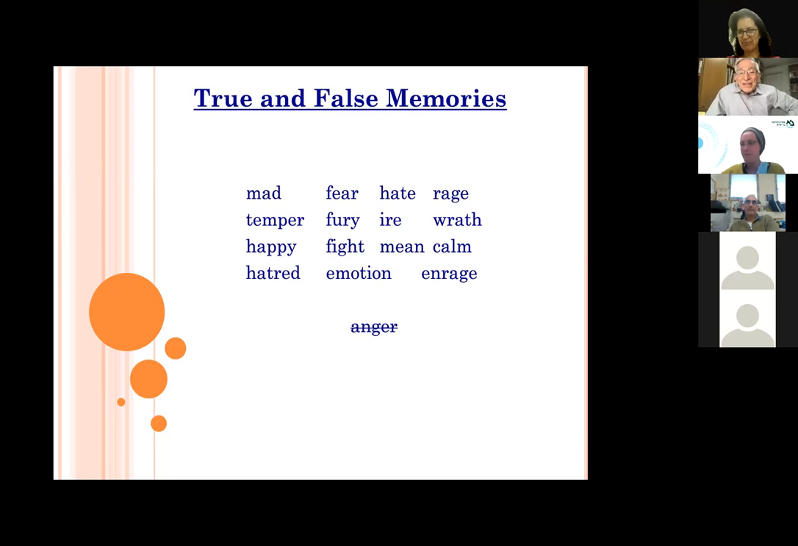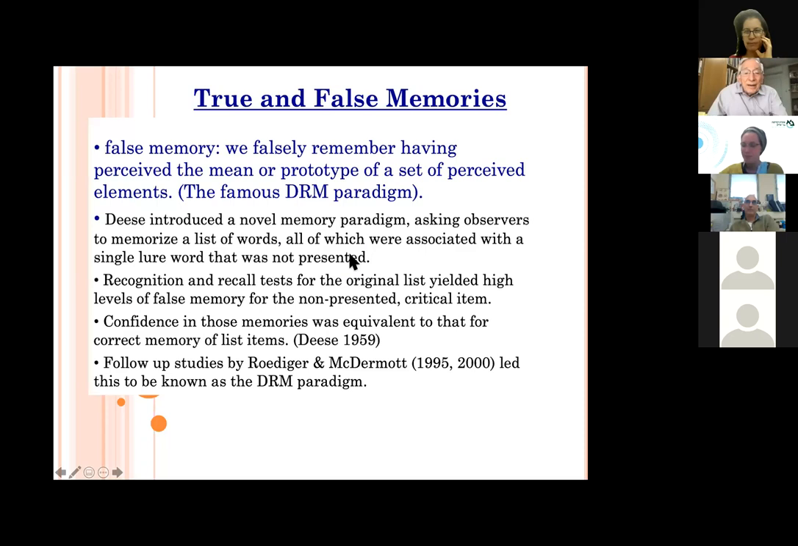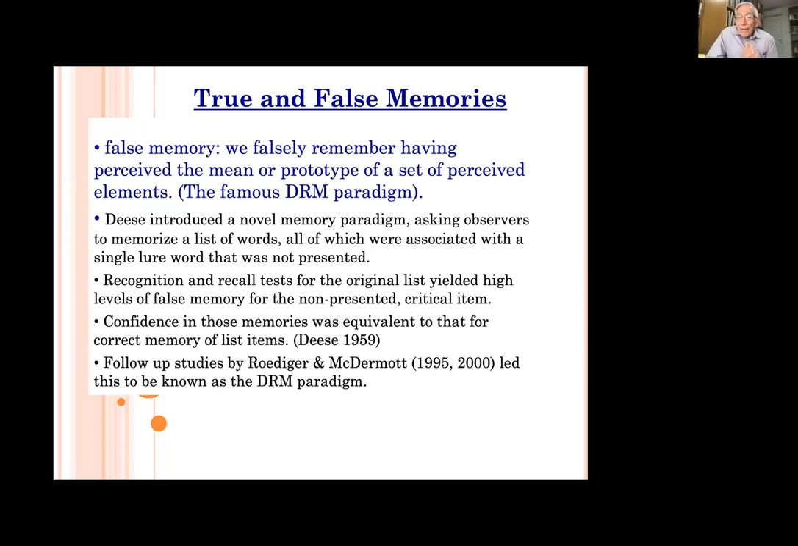It was introduced by Deese in 1959, and then followed by Roediger and McDermott in 95 and 2000. And so it's known as the DRM paradigm. And what happens is that we remember a word that wasn't there if it's related to the words that were there. Again, a false memory.